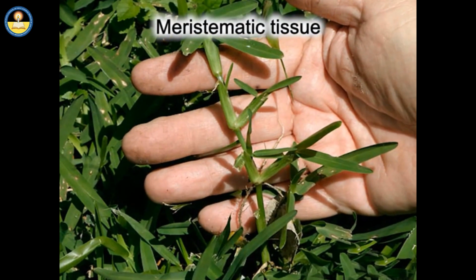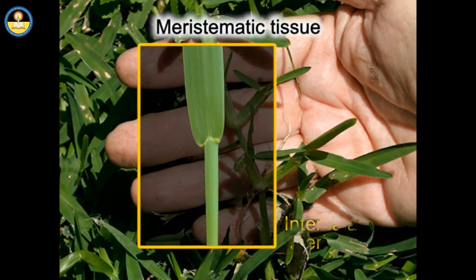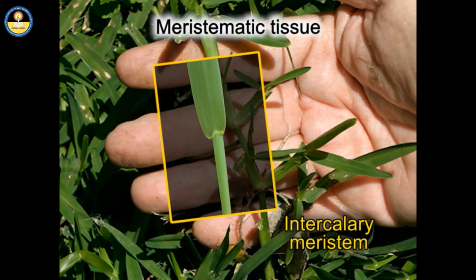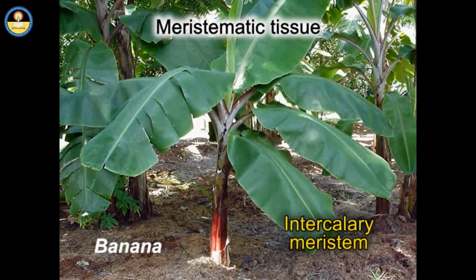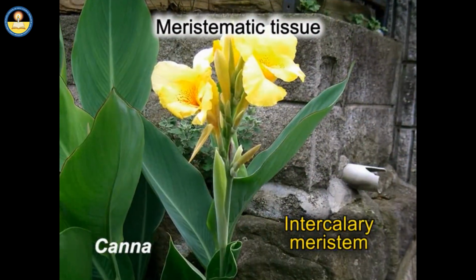In monocot plants, another type of meristematic tissue is present: intercalary meristem. Intercalary meristems are located at the base of leaves. It is found only in monocots like grass, banana, canna, etc.